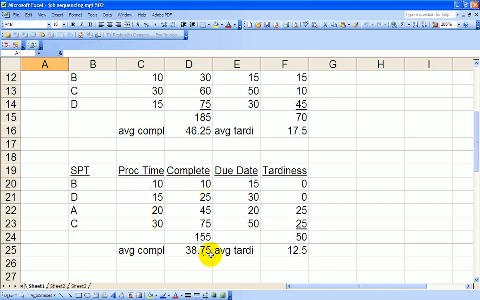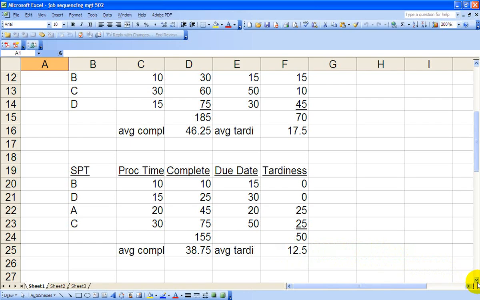Notice that job B was completed at time 10. It was due at time 15, so it's not tardy. So zero tardiness for B and D respectively. A and C both have 25 units of tardiness, resulting in an average completion time of 38.75 and an average tardiness of 12.5. Notice that this is better than first come, first serve, which is typical for shortest processing time.